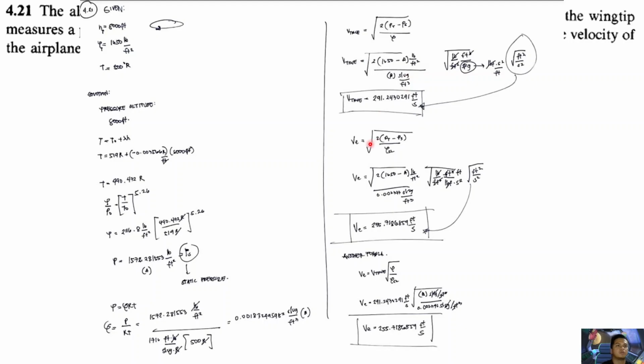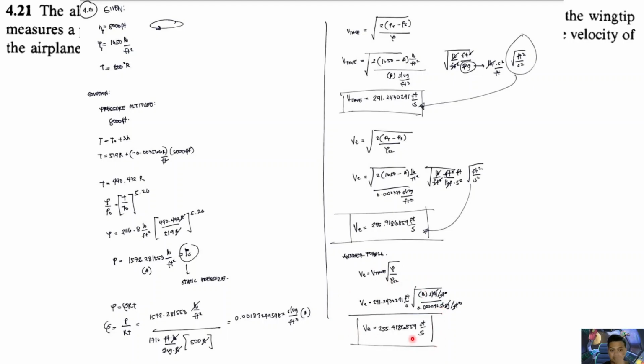Okay. So, for equivalent airspeed, the difference is that it is based on the density at sea level. So, same parameters in our numerator. In the denominator is 0.002377 slug per cubic foot. So, our equivalent airspeed is 255.71868859 feet per second.